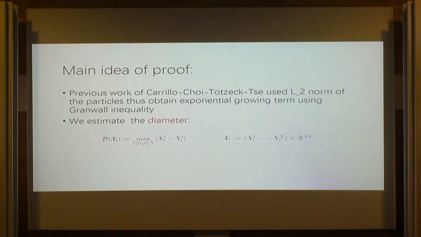The reason that before we had to do the mean field limit, and also Jose and these people, is because we were using the L2 norm of the particles. L2 is actually not the right norm. You get exponential growth because you use the Gronwall inequality. In this new work, what we estimate is the diameter. It's really the longest distance between all these particles. Take the maximum distance between particle i and particle j. And this is the right quantity to estimate. So that's what we did.